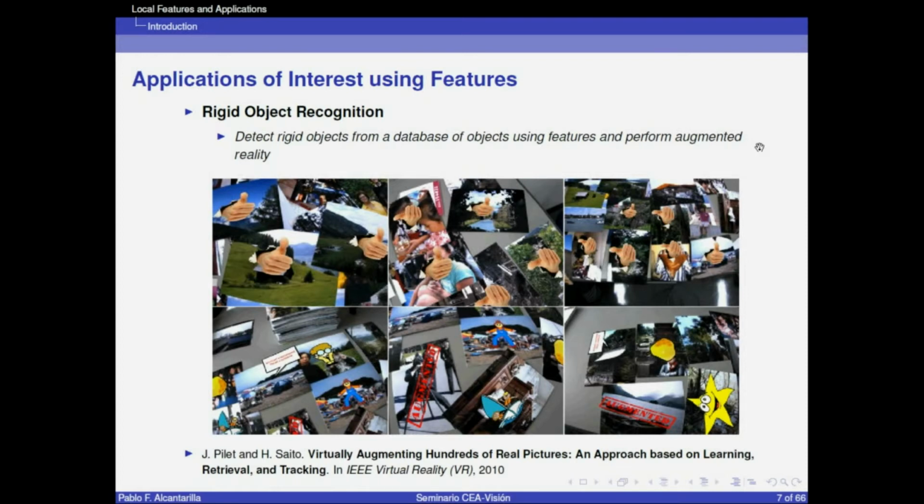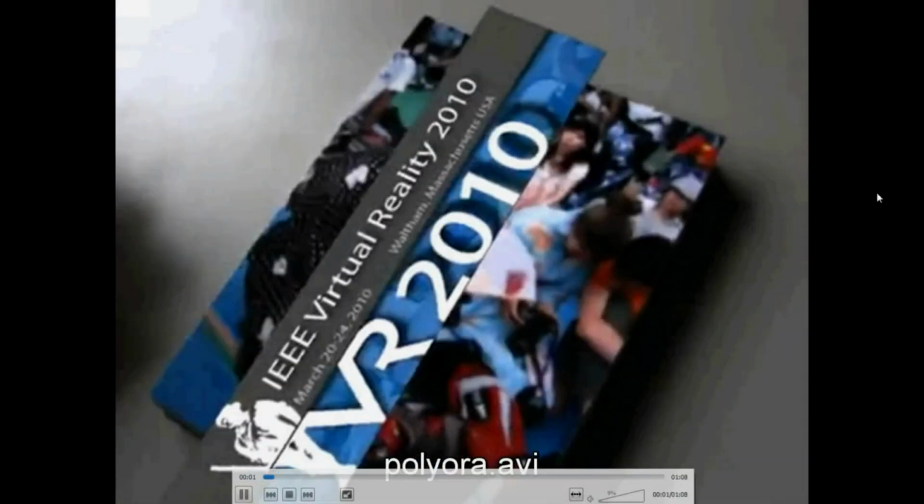Once we have the registration between our objects in our database and our input video, we can perform augmented reality. So now let's watch one example from the paper of Pilet and Saito, Virtually Augmented Hundreds of Real Pictures, an approach based on learning, retrieval, and tracking. In this approach, we have a large collection of postcards in a database. We are going to have a new input image, a new video. We are going to detect features in those images, and we are going to find the correspondence between our objects in our database and our objects in our input video. Once we have the registration between our video and our database, we can perform augmented reality on these objects. For example, we can render logos of universities, or we can render text or any kind of information that we want to show.